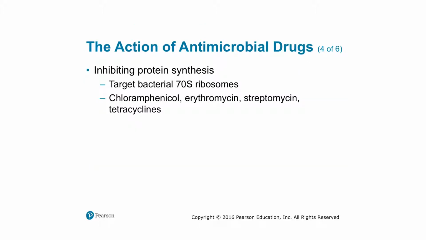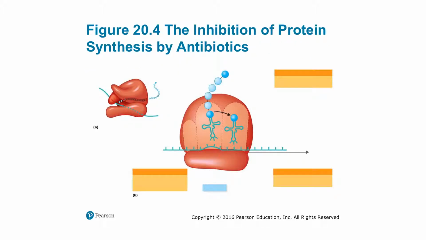The next one is inhibiting protein synthesis. This is where they target the bacterial 70S ribosome, which is great because it's different from the 80S ribosomes we find in our bodies. Ones that you might see here are chloramphenicol, erythromycin, streptomycin, and tetracyclines. If you shut down protein synthesis, the cell's not going to be able to live much longer.